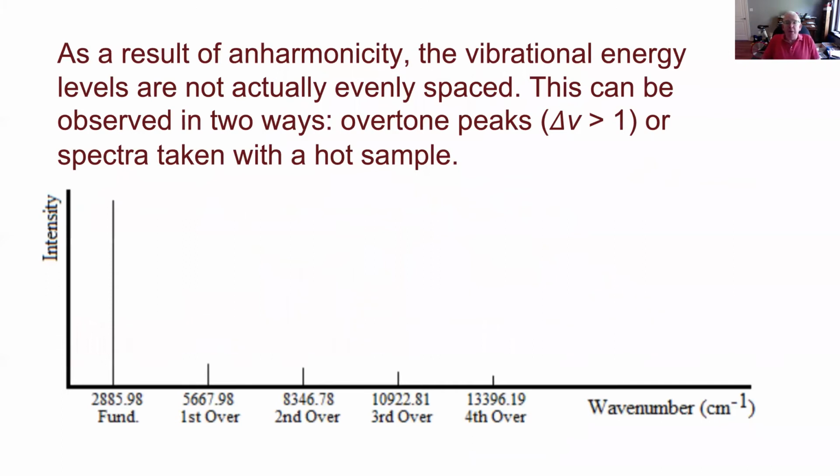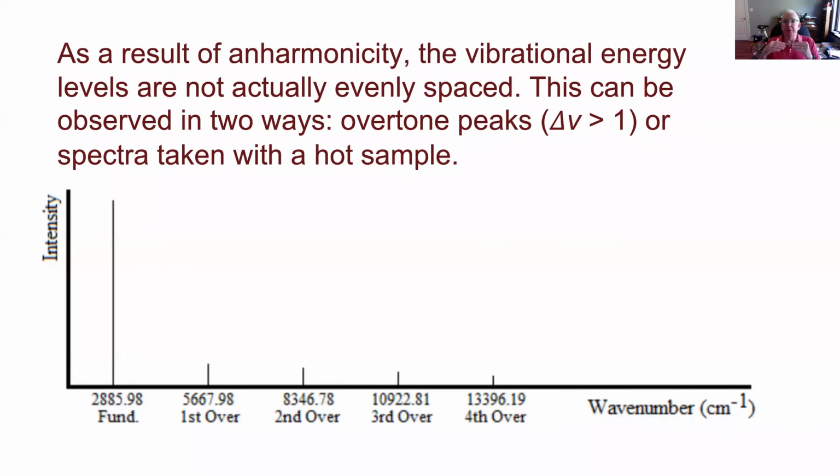So when we look at spectra taken at room temperature, I didn't really talk about this in the previous video, and maybe I should have. It turns out that in general, for spectra taken near room temperature, we tend to only see peaks that correspond to transitions that start from V equals 0.